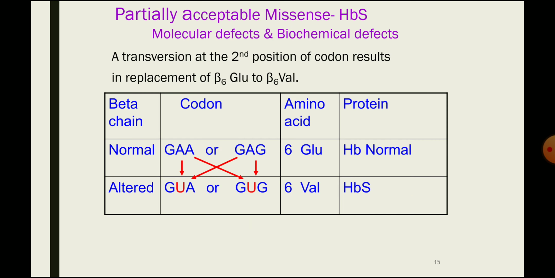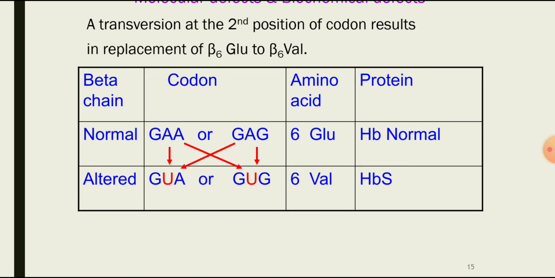So for the partially acceptable missense, we have to discuss the molecular defects and the biochemical defects. A transversion at the second position of the codon results in the replacement of the sixth position beta chain glutamic acid by valine. Here you can see the picture: normal, and there GAA is converted to GUA. Similarly, GAG is converted to GUG. So the sixth position glutamic acid is converted to valine, and the normal hemoglobin is converted to sickle cell hemoglobin.